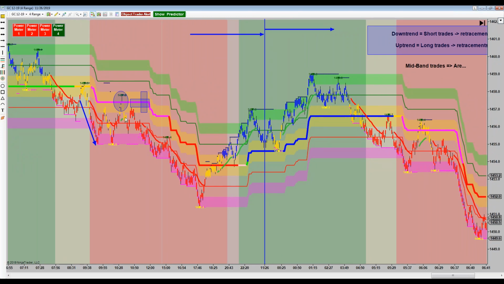Well, let's take a look at it. These bars are certainly, without question, in the band directly under the midband. This bar with the wick up here is sitting on the midband itself. So by definition, these bars constitute a midband trade short.